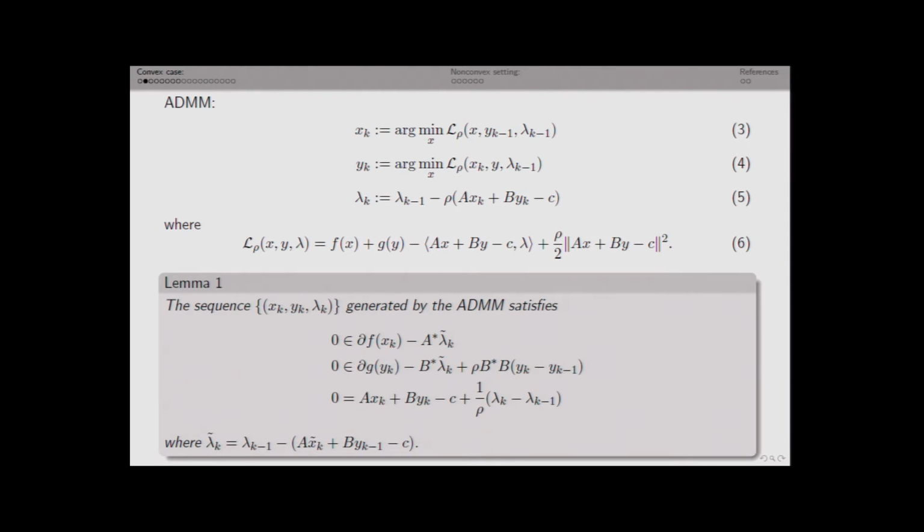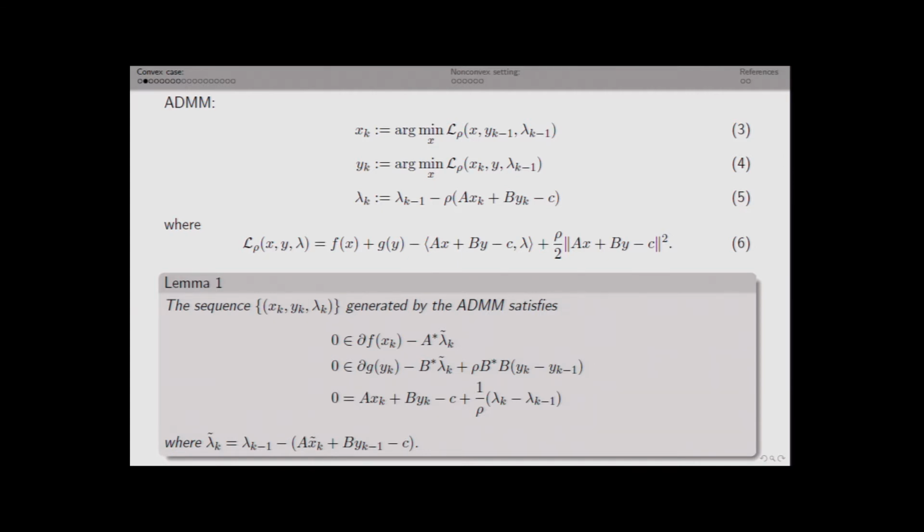Okay, so just reviewing the ADMM and to fix some notation. We solve the first problem, and then we take the solution and use it to solve the second problem, and then we couple everything together in the Lagrangian update. This is just the augmented Lagrangian, where the penalty parameter I'm denoting by rho. In this ADMM setting, if you just do the first order optimality conditions, you come up with these inclusions and equation. This is just the first order optimality condition for these ADMM subproblems.